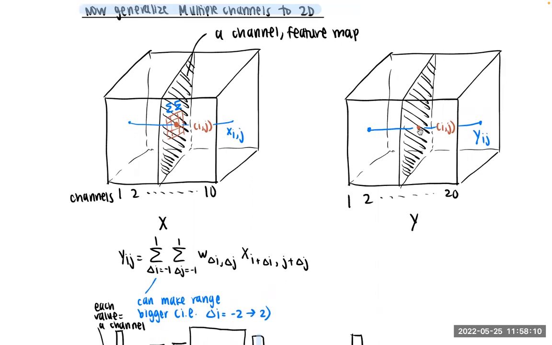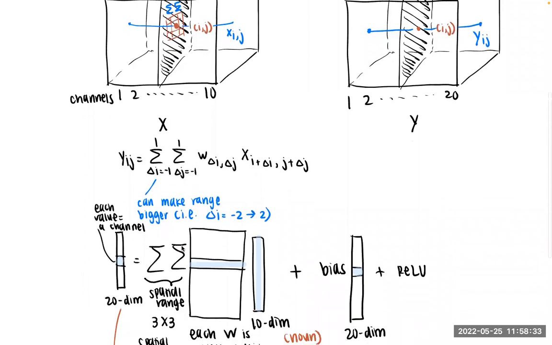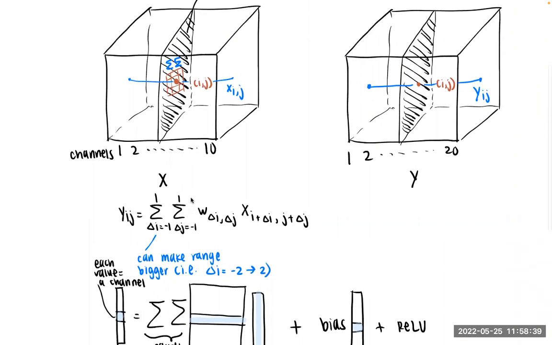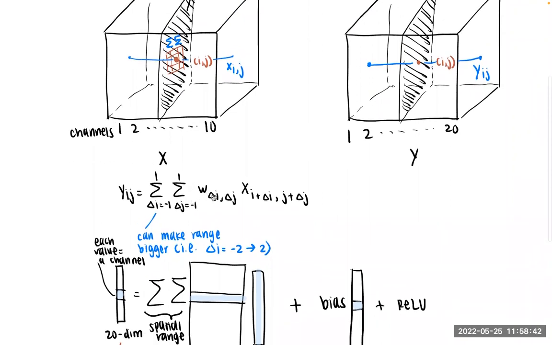Actually, we can use this formula. yij is computed as a summation where we use delta I to denote the possible shift. So the shift can be -1, 0, and 1. And delta J is a shift which can also be -1, 0, or 1. Okay, so this is a shift. And this gives us a 3 by 3 kernel. And then we have W delta I delta J times X at I plus delta I and J plus delta J. So this is a simple formula.